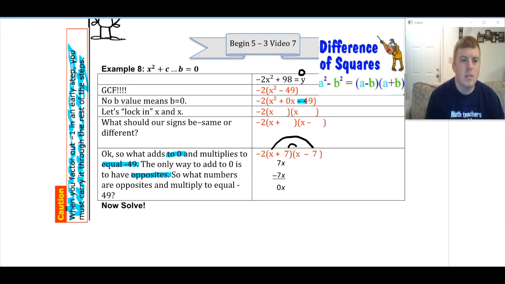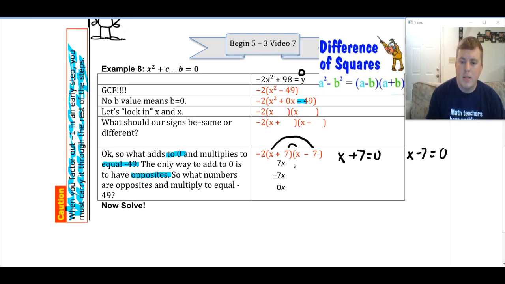So we have this all set up. We have it factored. We figured out our middle term was 0x, just like it was supposed to be up here. Our last step is to set each of these equal to 0. So we're going to do x plus 7 equals 0, and x minus 7 equals 0.